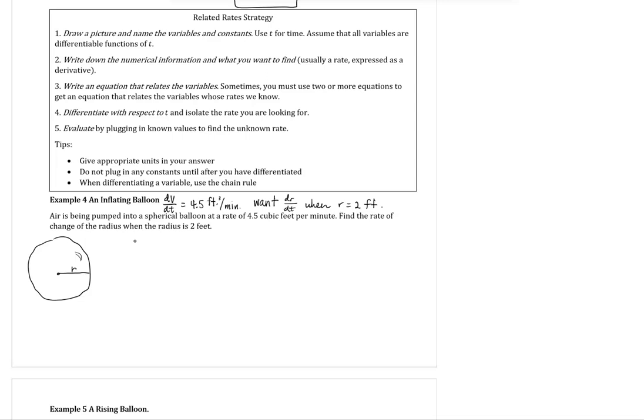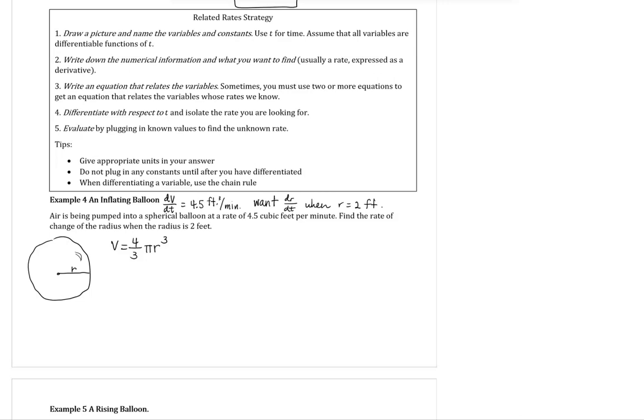So first we're going to have to start with the formula for the volume of a sphere. We're dealing with volume and radius here, so the equation that relates those, because we've already done, I'll point out, we've drawn the picture. We've already written down any numerical information and what we wanted to find. So we've done 1 and 2. Now we're going to write an equation that relates these. So for our case, that equation would be the volume of a sphere, which is 4/3 pi r cubed.